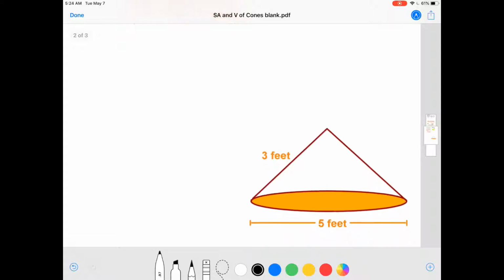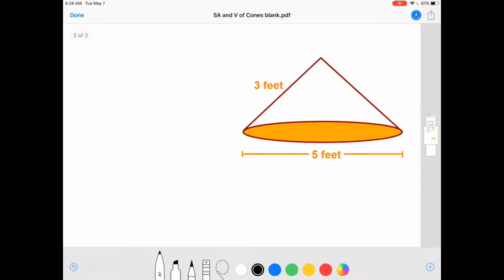And let's do a quick example. Alright, so really on a cone all you need is a radius, a slant height, and a regular height. On this cone, what do we know? The radius would be 2.5 feet, right? The slant height, do we know the slant height? That's the 3.